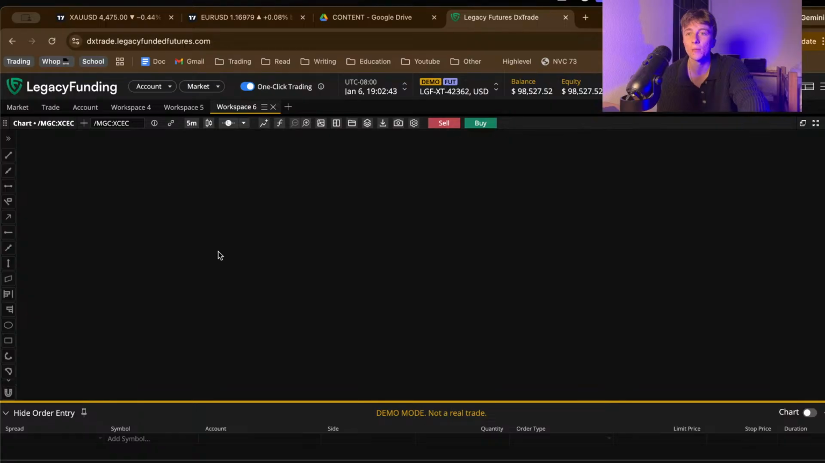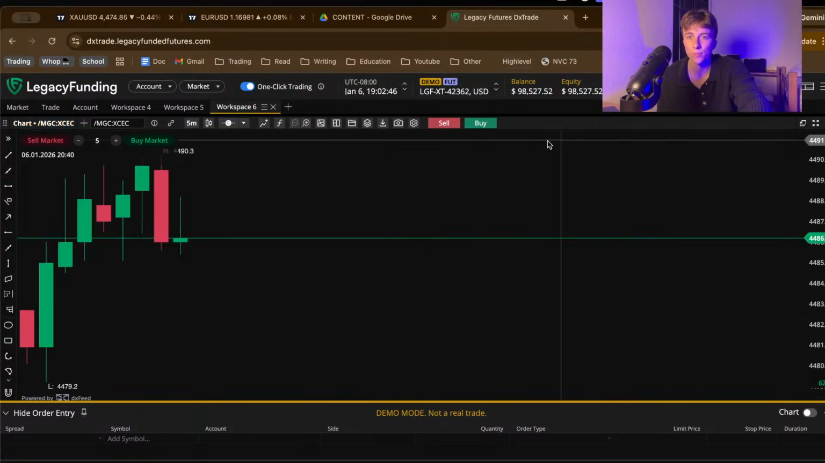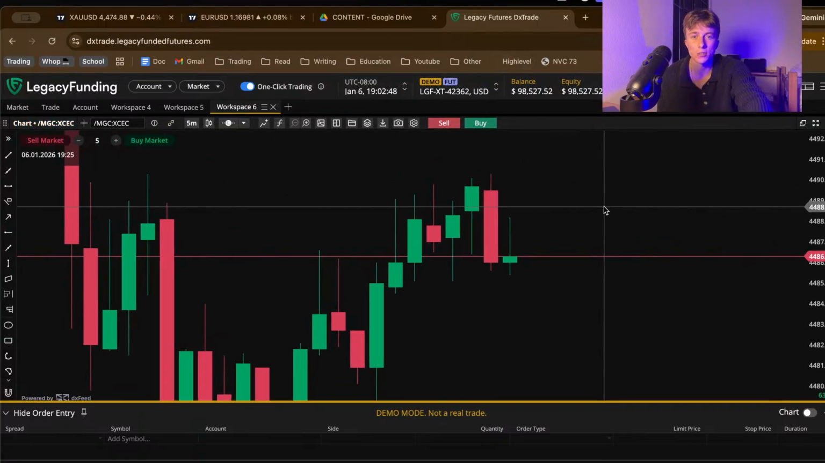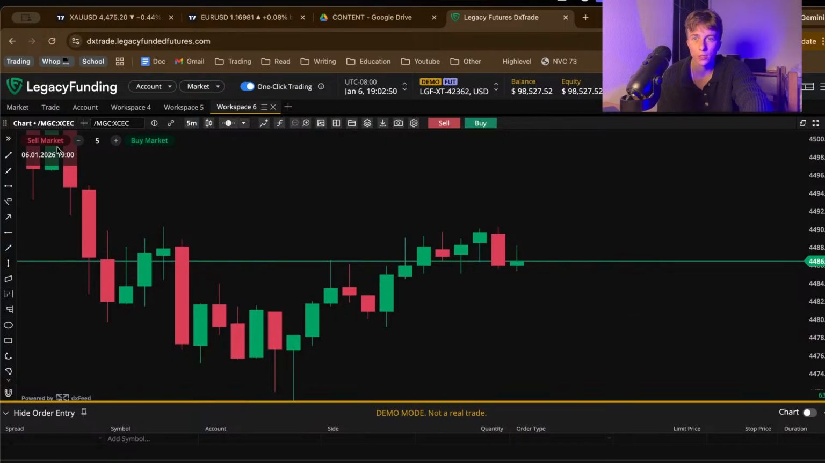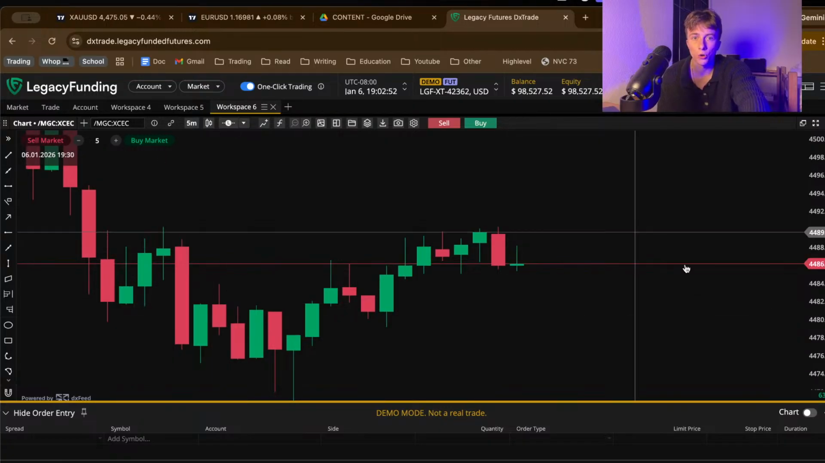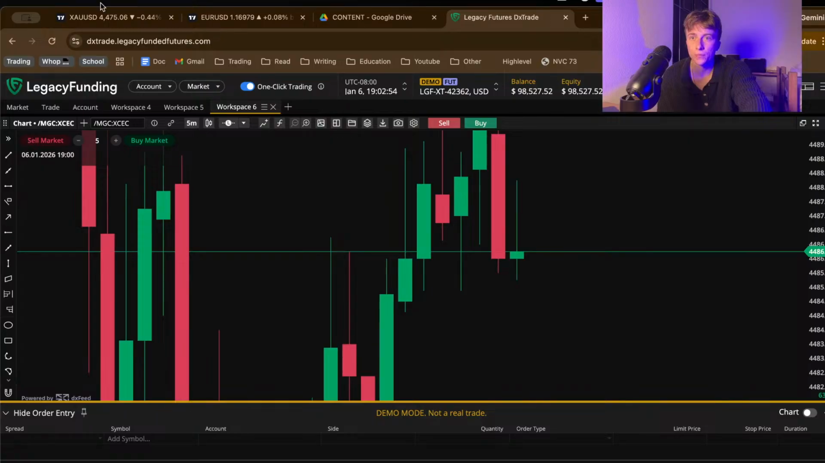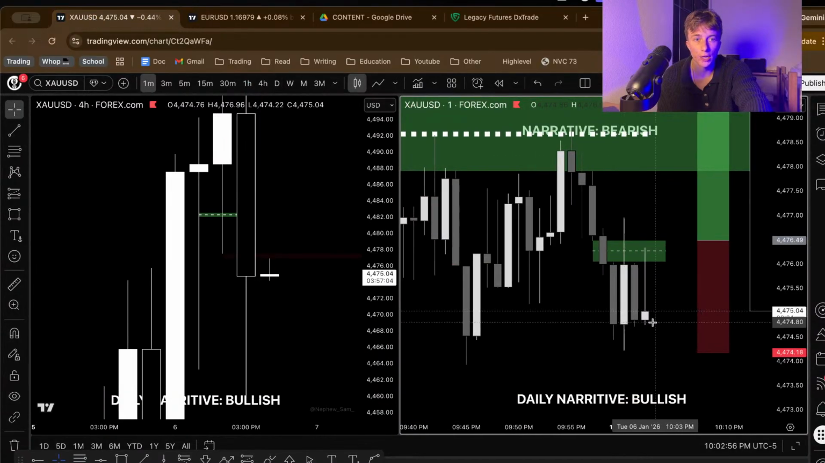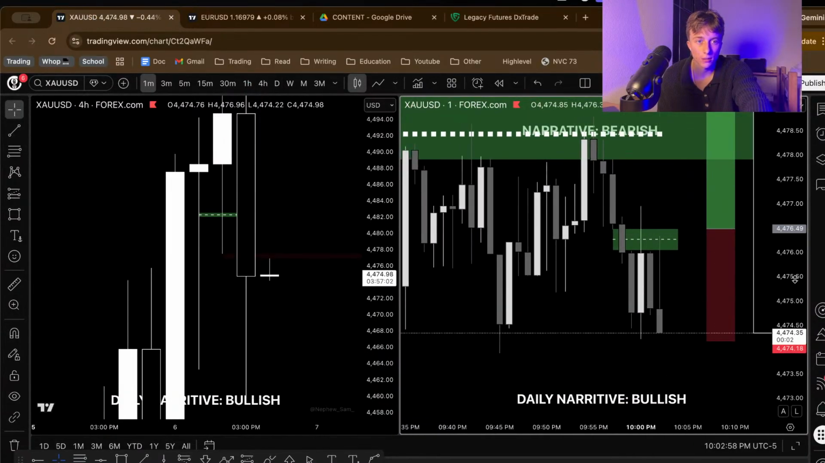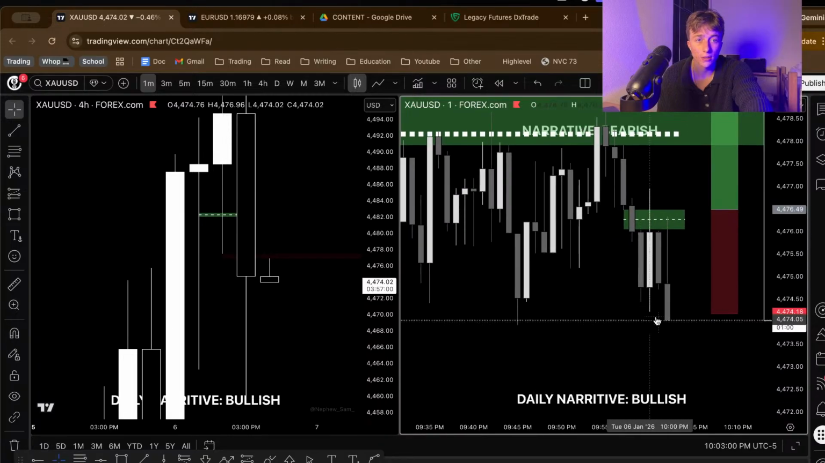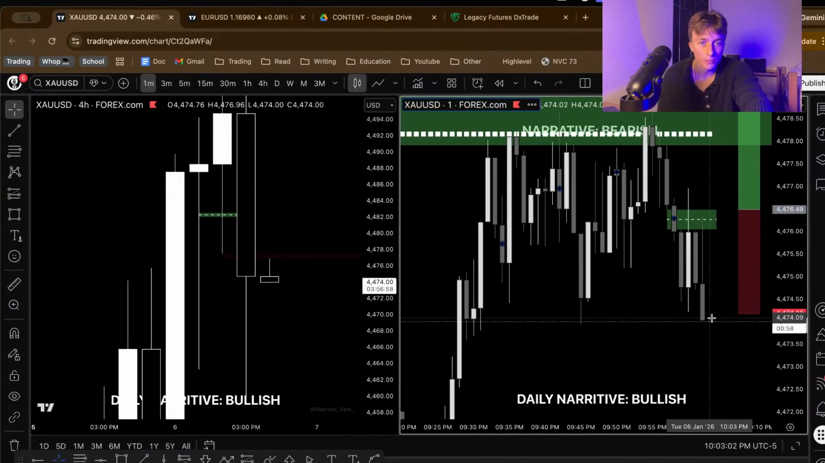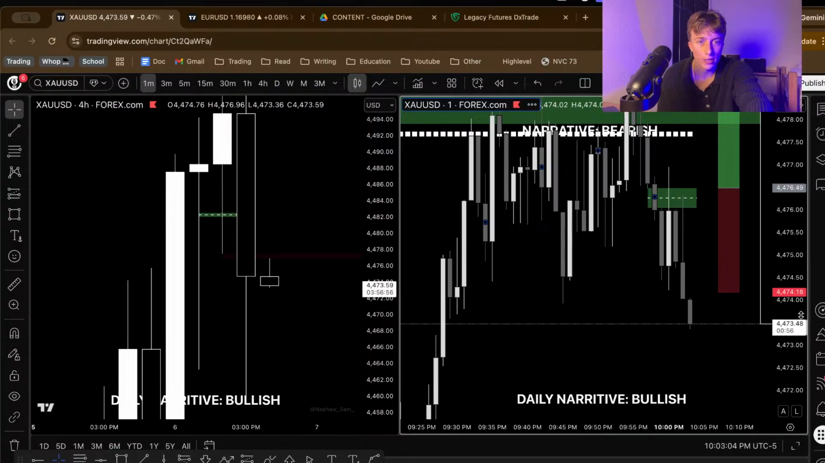Isn't Legacy's platform super sick though? I really love it. It's really nice to change all of your orders. If you enter, for example, you can drag your stop loss, you can drag your TP. Most futures prop firms make it really difficult. Part of the reason why I trade with Legacy.